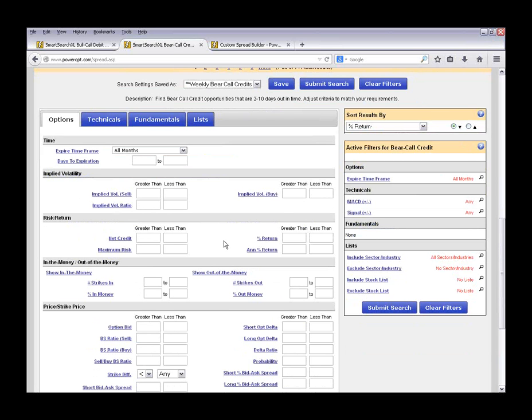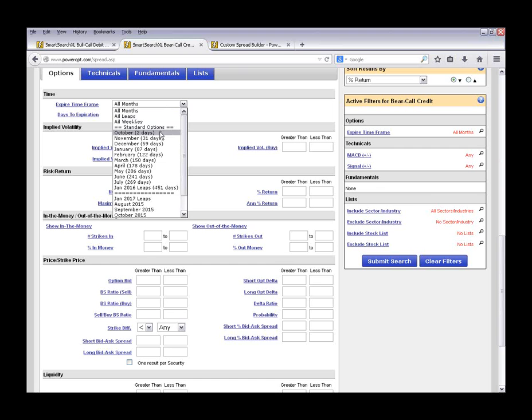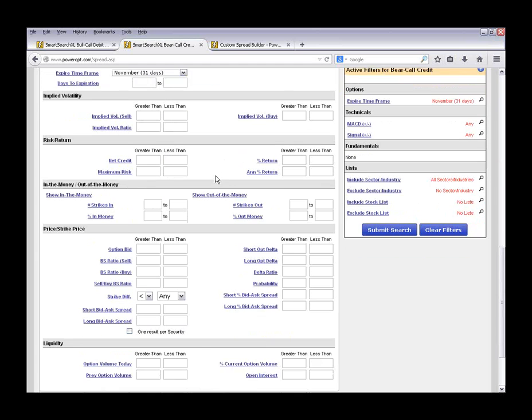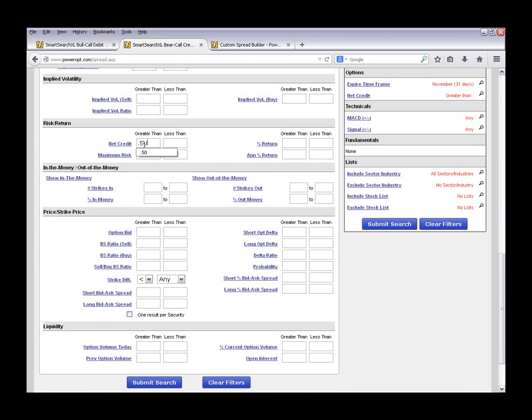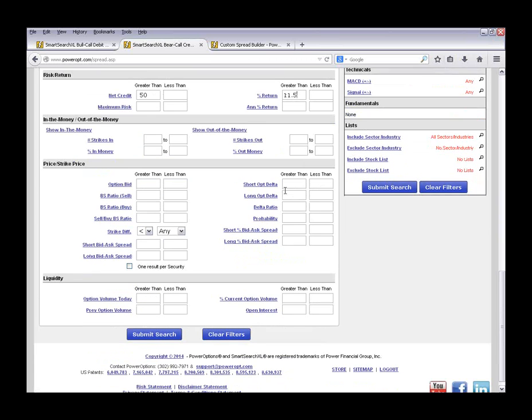When in the bull put we wanted a probability, the system knows that's probability above. In a bear call, the system knows it's probability below. We want to look for the same thing. Once again, I'm going to start off with standard November expiration, but we'll go back and look at weeklies as well. My net credit, let's keep that where we were before with our bull put credit for the standard expiration. We're going to put that at 15 cents. Let's go 11.5% with our return.